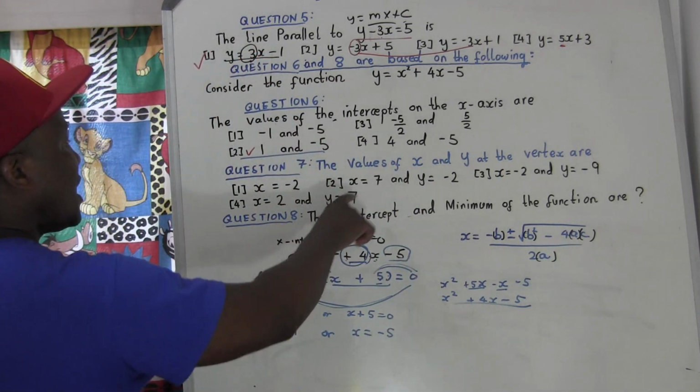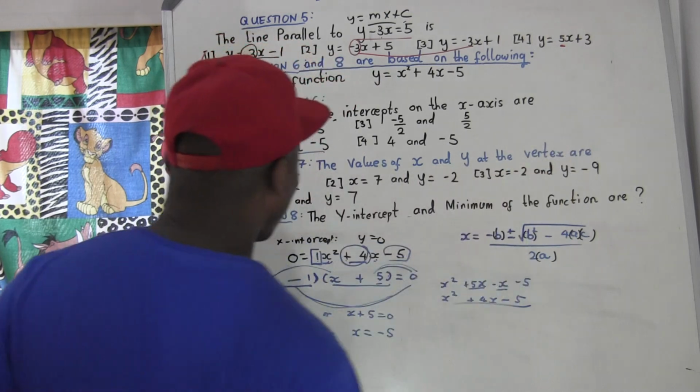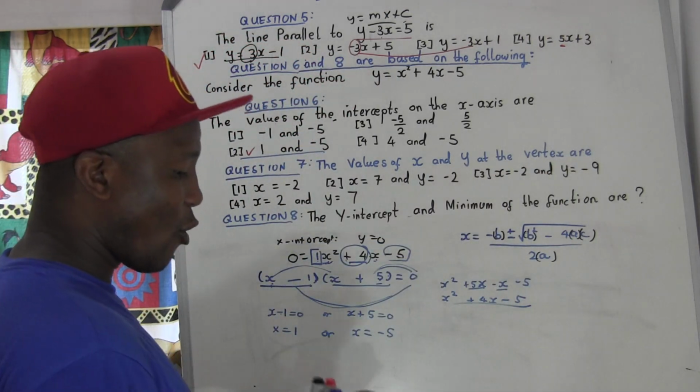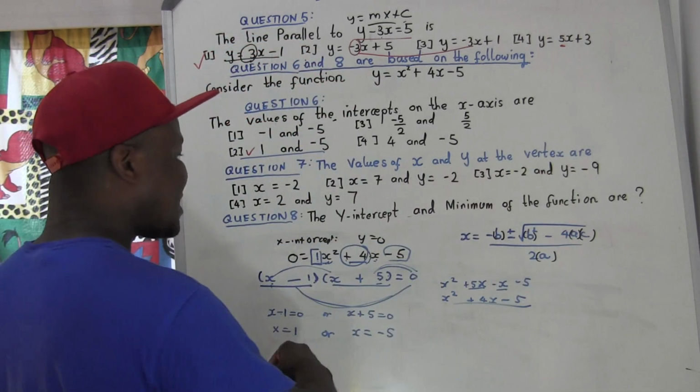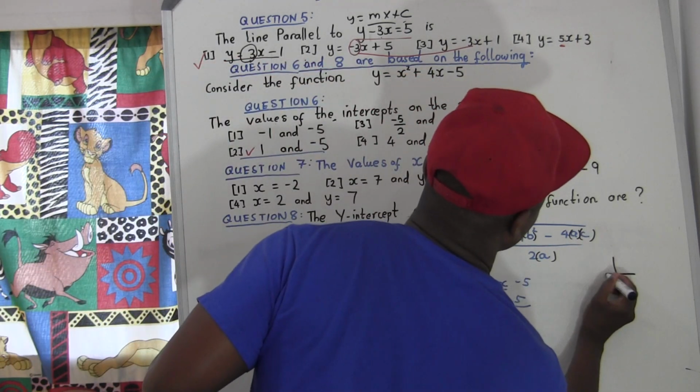7. The value of x and y at the vertex. What is a vertex? Vertex is at the corner or where the graph turns.